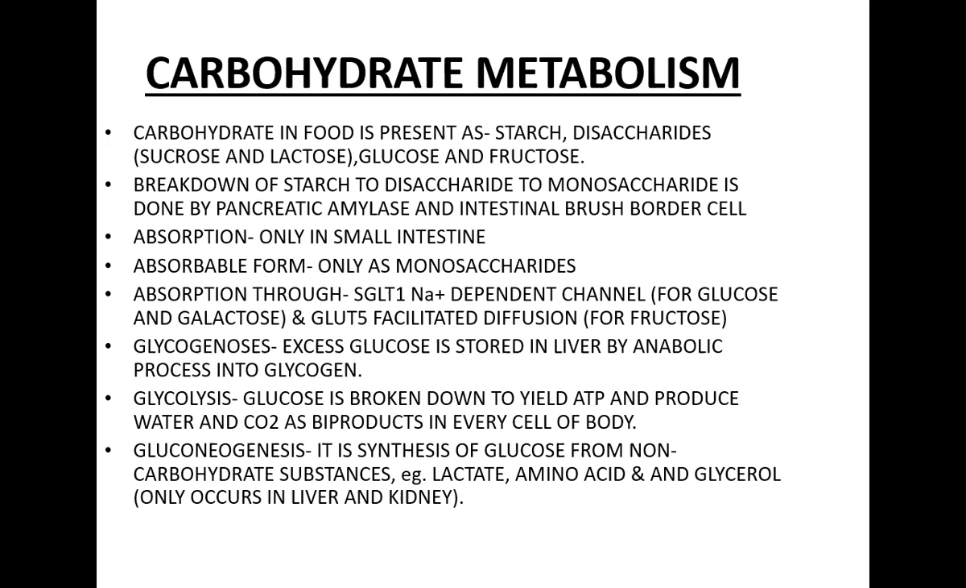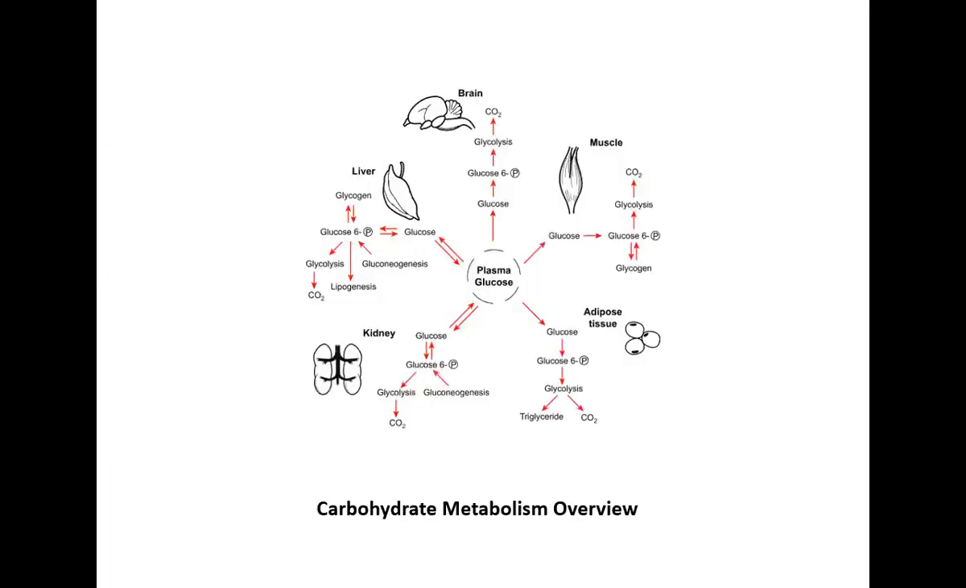Glycogenesis: excess of glucose is stored in the liver by an anabolic process into glycogen, which is a stored form of glucose in our body. Glycolysis: glucose is broken down to yield ATP and produce water and CO2 as byproducts in every cell of the body. When the muscles are used in excess, the body also does glucose metabolism with anaerobic respiration, in which lactic acid is produced, which can then be converted into glucose again by the process of gluconeogenesis. It is the synthesis of glucose from non-carbohydrate substances like lactate, amino acids, and glycerol, and it only occurs in the liver and kidney.